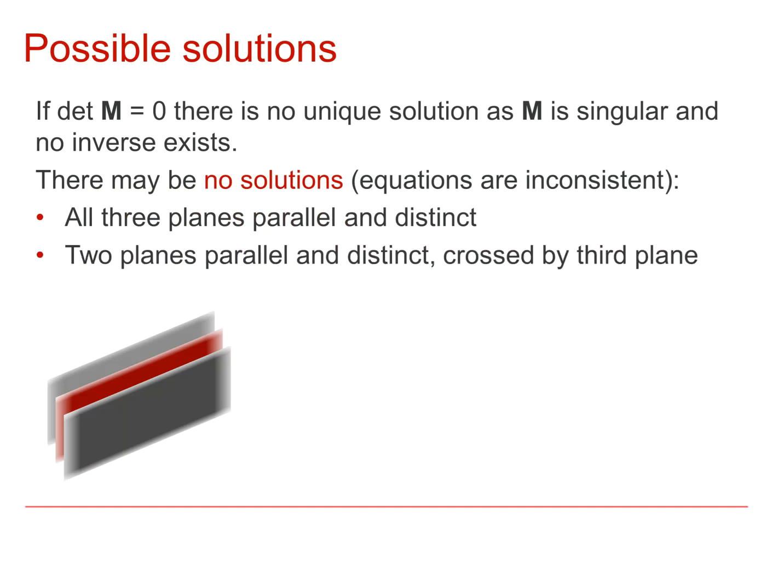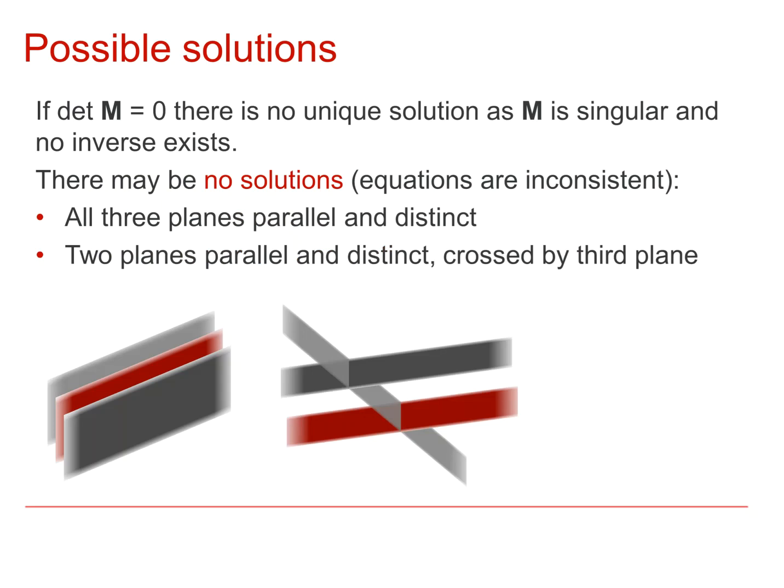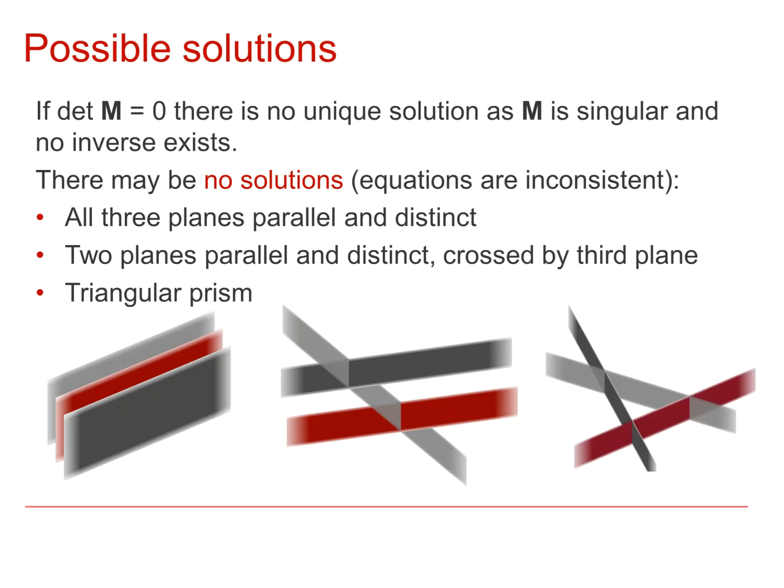It may be that 2 of the planes are parallel and distinct, and they are crossed by the 3rd plane. In this case, there is no point where all 3 equations are satisfied. And finally, the 3 planes may form a triangular prism. And again, there are no points where all 3 planes intersect.